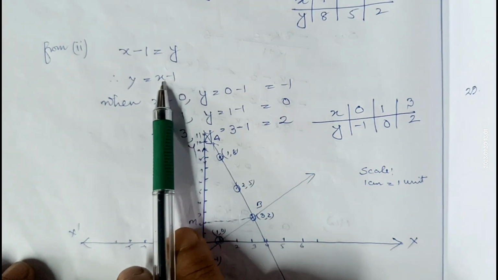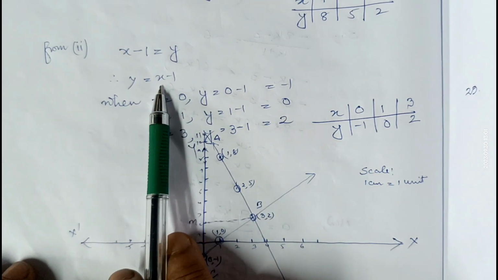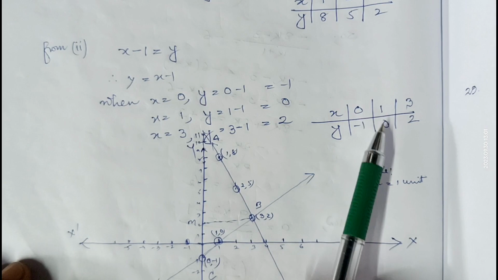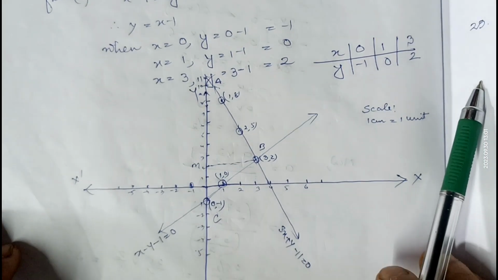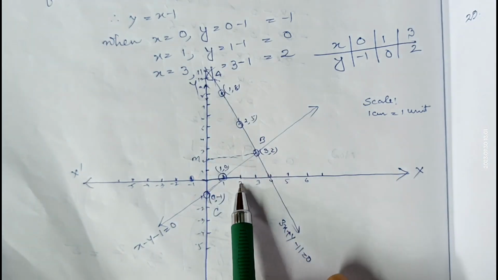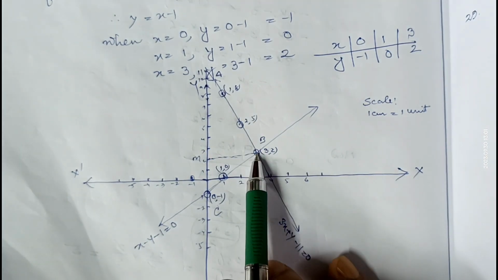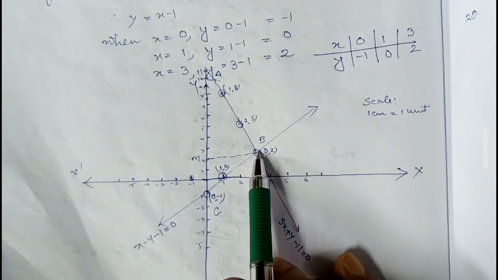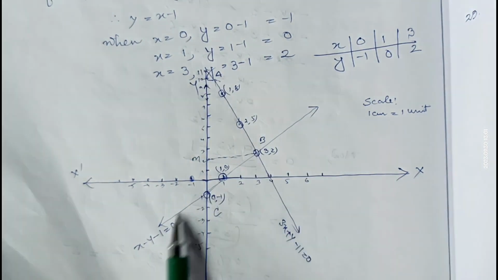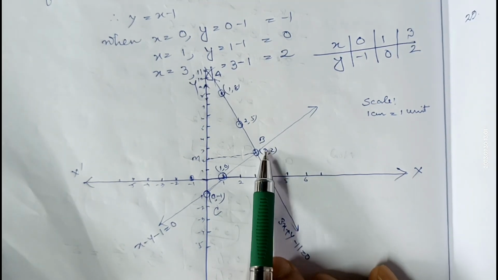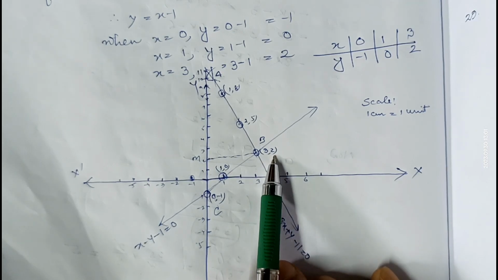If we take 1, 1 minus 1, 0. If we take 3, 3 minus 1, 2. So we got 3 sets of values: 0 minus 1, 1 0, 3 2. Now if we plot in the graph paper, for the first part 1, 8, 2, 5, 3, 2, and for the second one 0, minus 1, 1, 0, 3, 2. We are going to get two straight lines which are going to intersect at 3, 2. Since lines intersected at 3, 2, therefore x equal to 3 and y equal to 2 is the solution of the given equations.